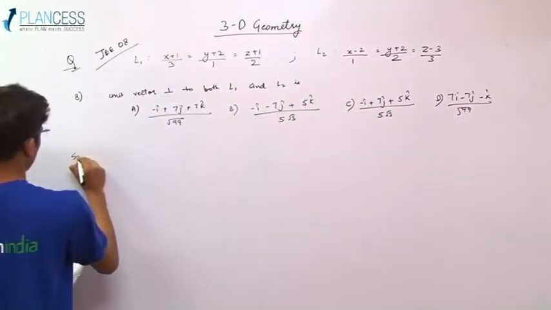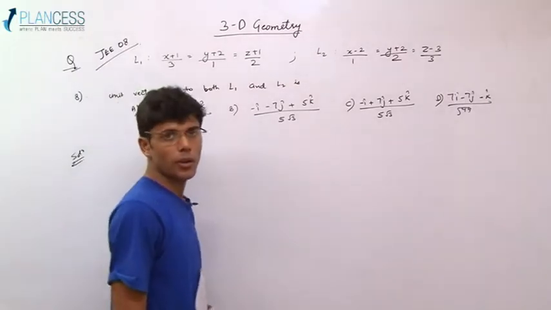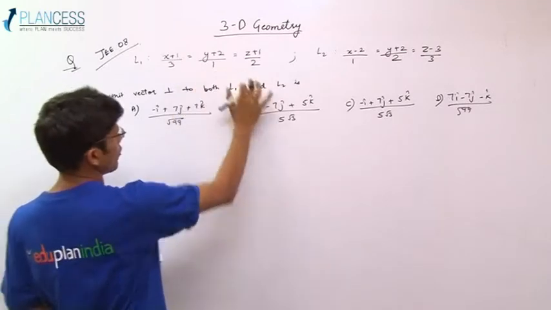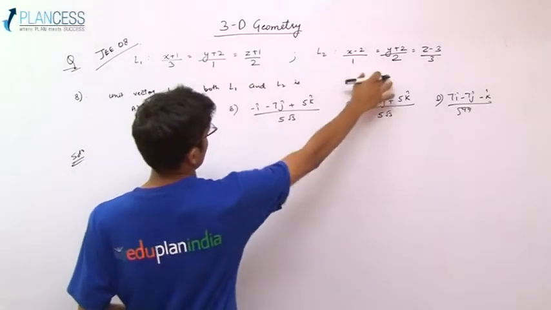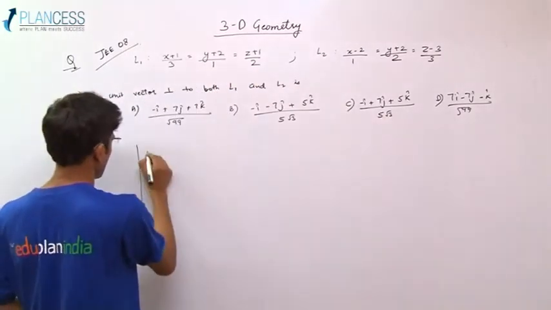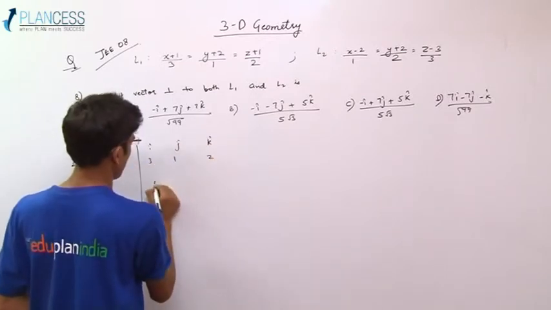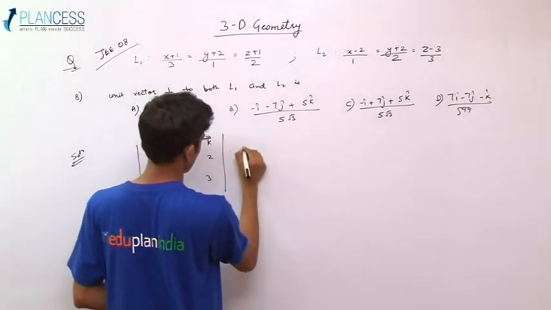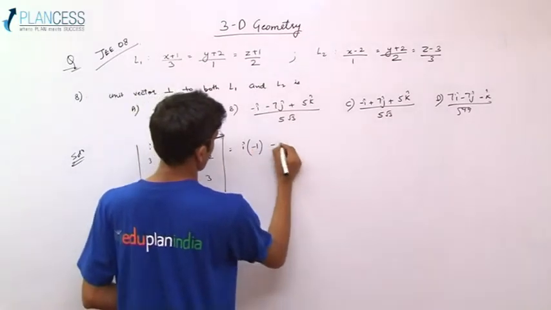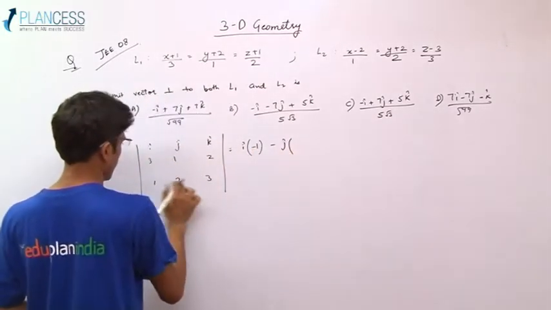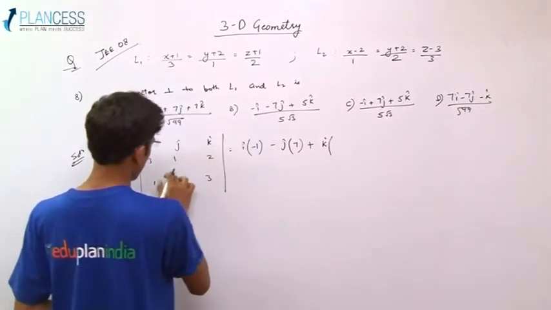So let's solve it. We have to find the unit vector which is perpendicular to both L1 and L2. The vector perpendicular to both is the cross product of the direction vectors of these two lines. So this is i cap, j cap, k cap; 3, 1, 2; 1, 2, 3. This is i cap (3 minus 4, which is minus 1), minus j cap (9 minus 2, which is 7), plus k cap (6 minus 1, which is 5).